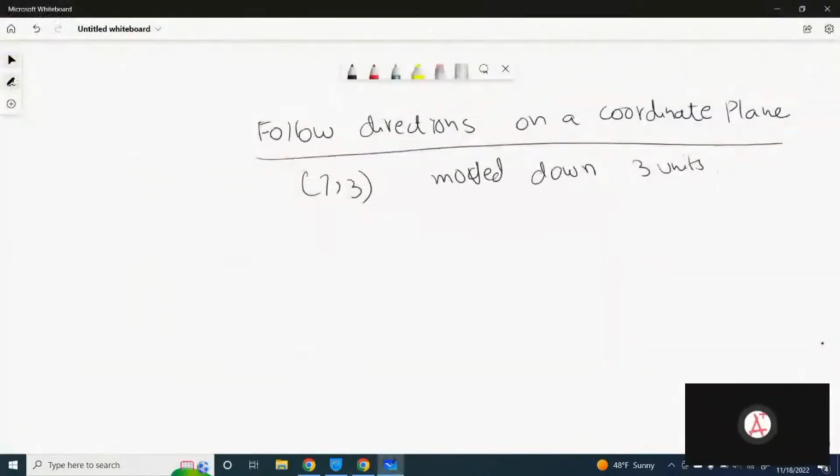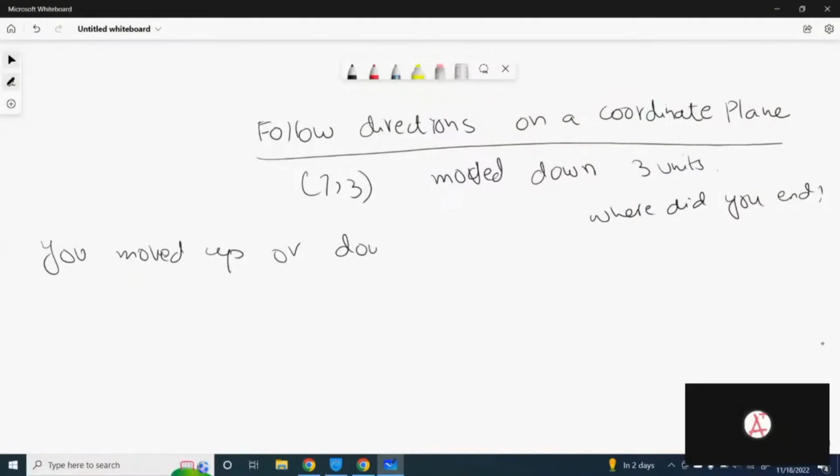Okay, the very important point you have to keep in your mind is, wait, let me write it down on the board. Whenever you moved up or down, the y value is changed. In the case of up, you add the value in the y. That means whenever you moved up and down, the y value is changed. Got it?